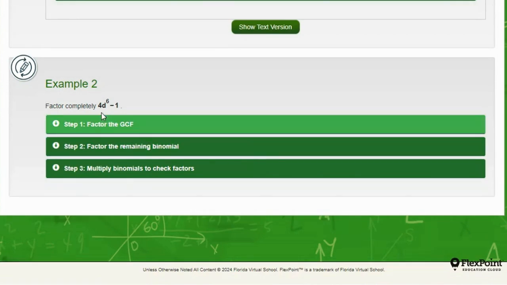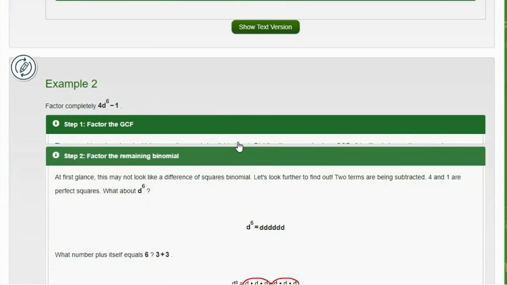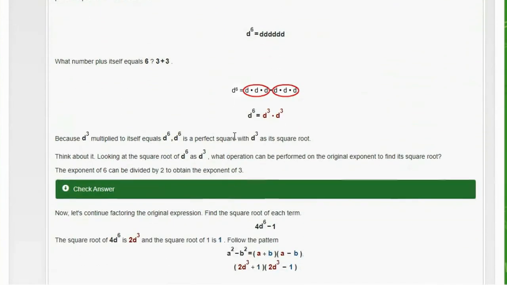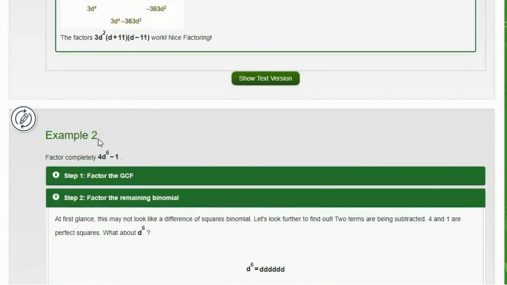Here's another one, 4d to the 6 minus 1. There's not a greatest common factor because you have just the 1, right? But this is perfect squares. This is 2d to the third times 2d to the third, and this is just 1 times 1. So you can factor it to do 2d to the third plus 1, 2d to the third minus 1. Difference of squares. So just don't get fooled when they put these larger than squared.